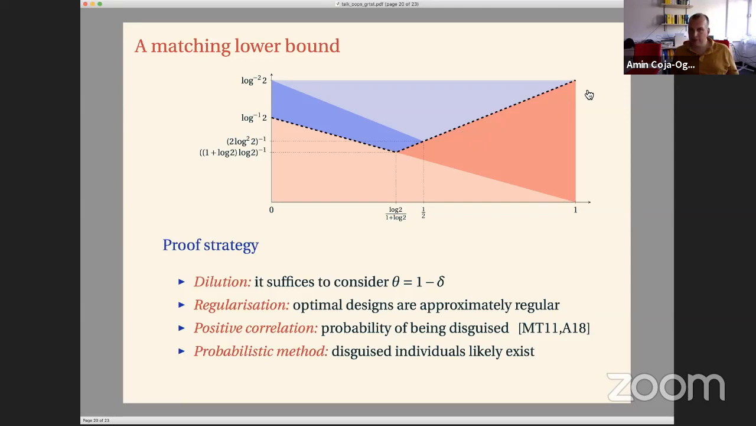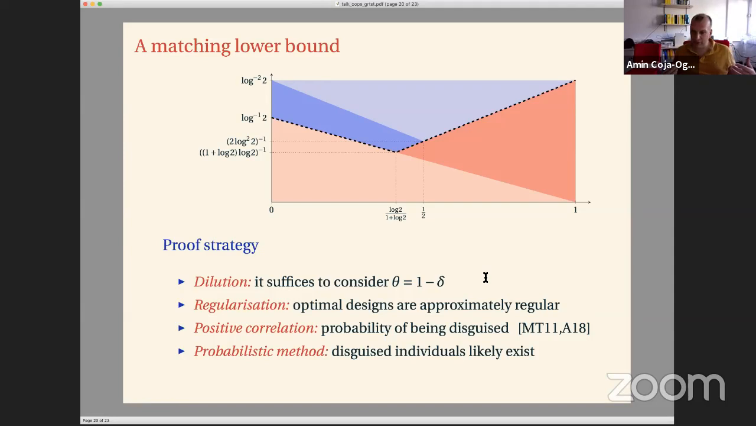And therefore, if I can show that for a large value of theta close to 1, it is not possible to solve the problem, then that implies that it's also impossible to solve the problem for a lower value of theta. So in other words, this means that in order to prove the information theoretic lower bound, in order to make this triangle red, I only have to make the tip of the triangle over here red.